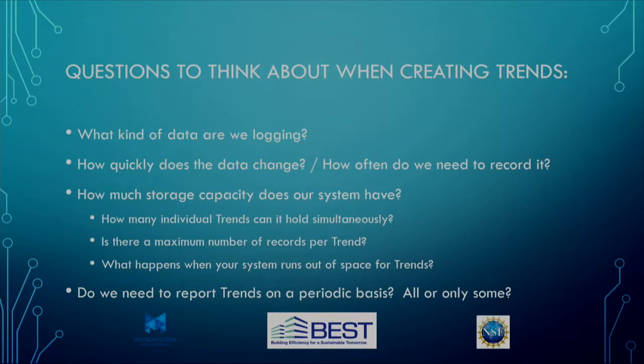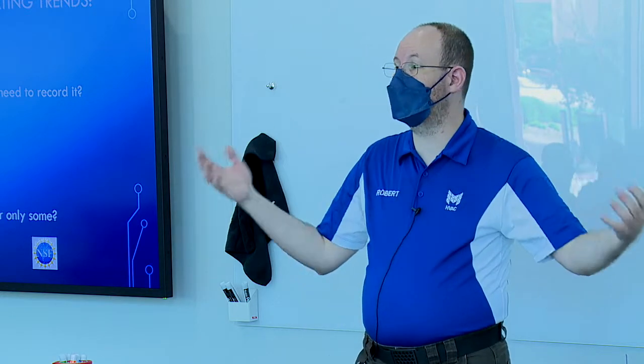Again, back to questions to think about when you're setting up trends. This is maybe as complex and important of a conversation as alarms. They're certainly a useful tool, a critical tool for running a building as far as I'm concerned. But for everything we're looking at, what kind of data are we logging? Are we logging temperatures? Are we logging statuses? Are we logging electrical usage? Are we logging pressures, humidities, CO2 levels? What are we logging?